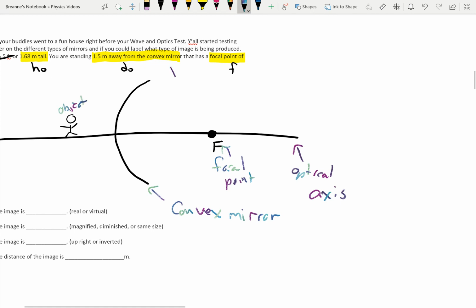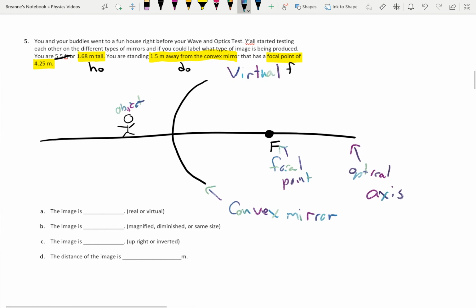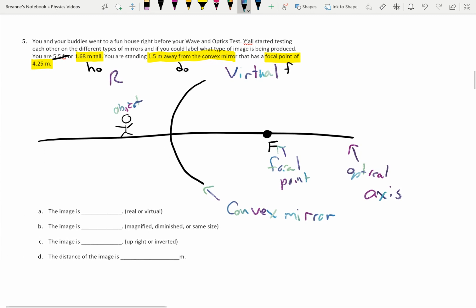Because we're dealing with mirrors, this is your virtual side. Remember, it flips for mirrors. In lenses, it's opposite. This would be your real side. This stays the same. This is upright, and this would be inverted. There we go. So light rays. When we're dealing with a mirror, you're going to draw a straight line, and then you're going to do a diagonal going through the focal point.